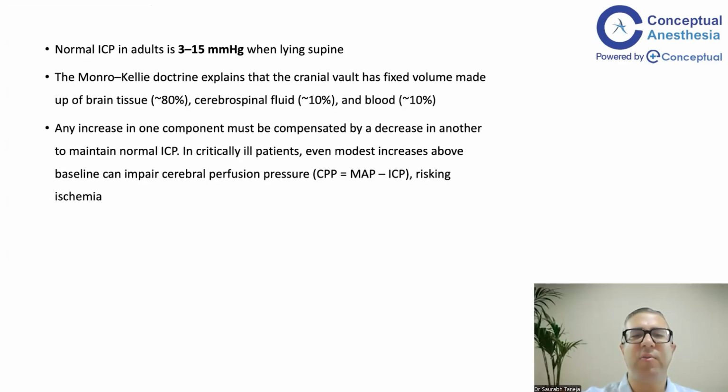An important thing to know is the Monro-Kellie doctrine. This can even come as a multiple choice question by itself. It tells you that the cranial vault is a fixed volume, made up of brain tissue, cerebral spinal fluid, and blood. Since all three components are in a particular ratio and the whole cranial vault is fixed, any increase in one component must be compensated by a decrease in another to maintain a normal ICP. If this doesn't happen, the intracranial pressure increases. In critically ill patients, even a modest increase above baseline can impair cerebral perfusion pressure.